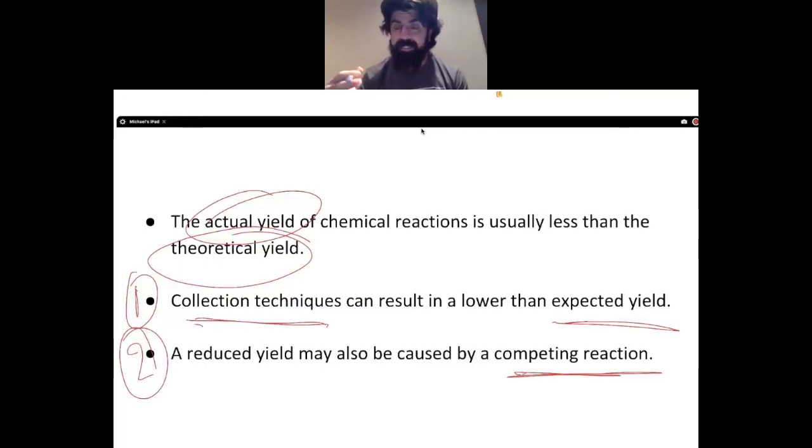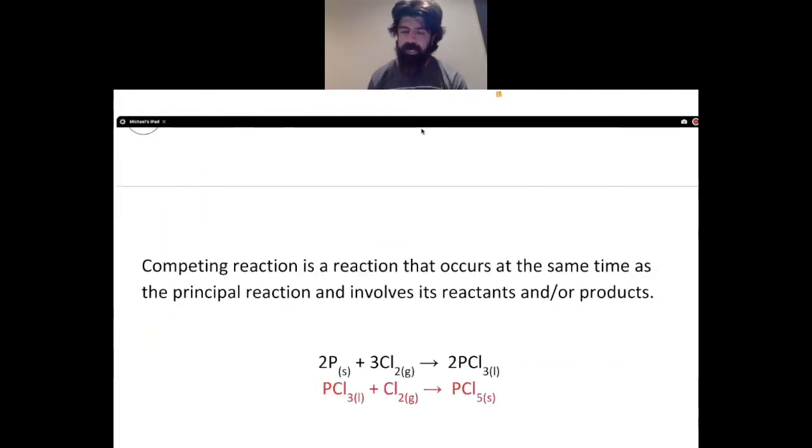What that means is, as your chemical reaction takes place, you're forming a product. That product, for some reason, has some kind of chemical reaction with one of the reactants. So as you're making the product, that product further undergoes a secondary reaction. That secondary reaction is what is referred to as the competing reaction. We're going to see an example of this competing reaction here.